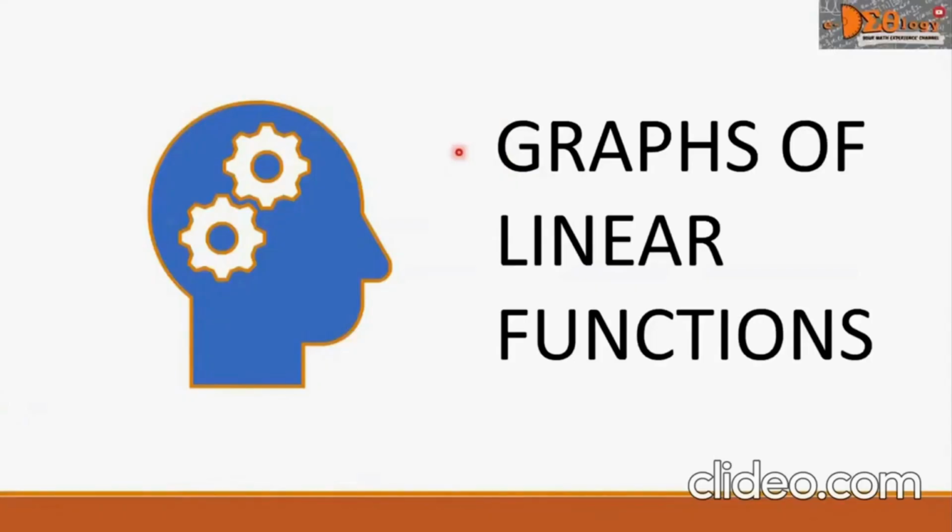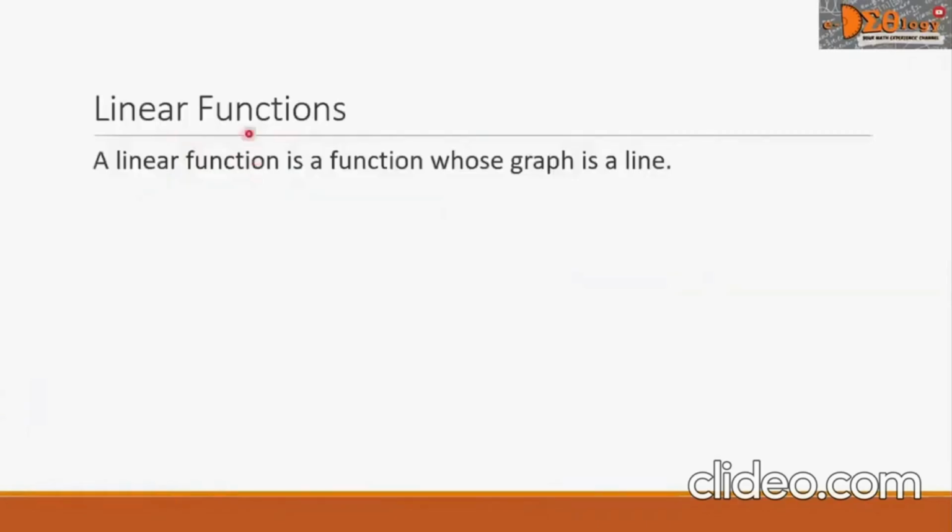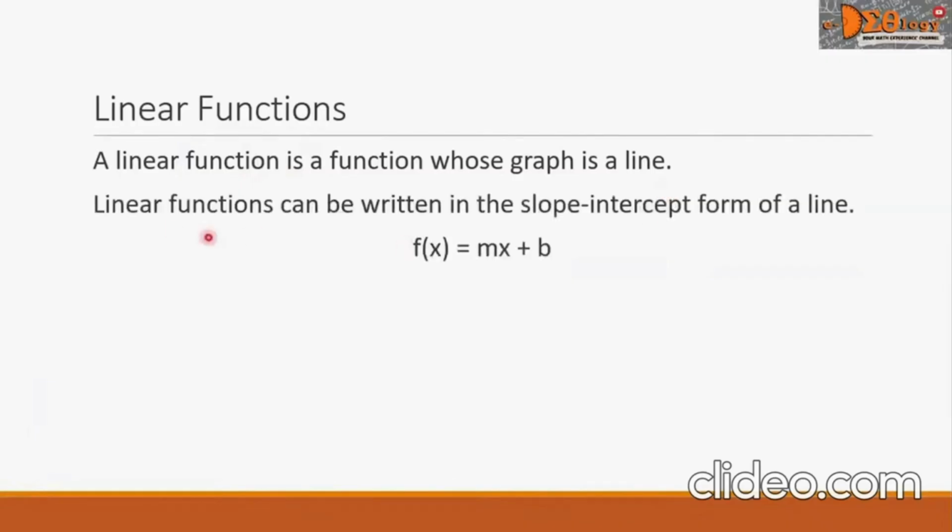Today we're going to study graphs of linear functions. First, let us define linear functions. A linear function is a function whose graph is a line. Linear functions can be written in the slope-intercept form of a line. This is f of x equals mx plus b. We know that m, the coefficient of x, is the slope of the line, and b is the y-intercept.